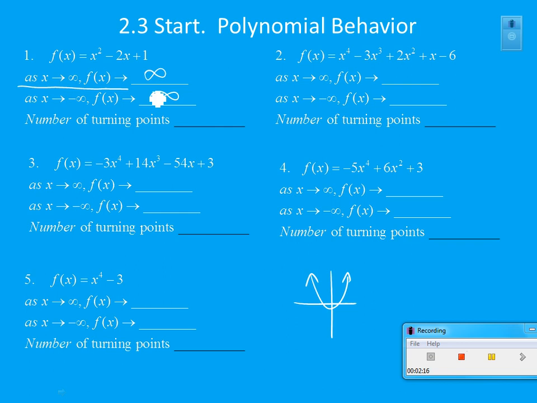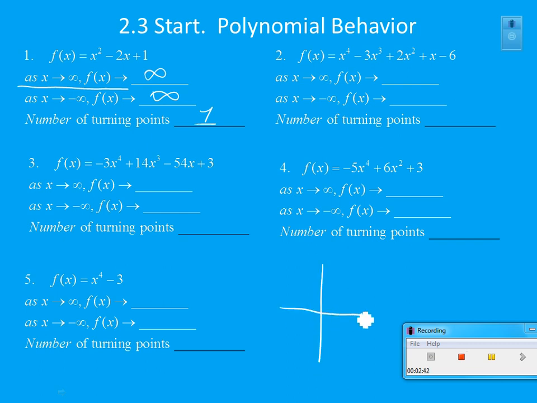Now, instead of graphing it to determine the exact number of turning points, we're going to talk about the most turning points it might have, or the least amount of turning points it could have. Since this is a squared function, it's going to have at most one turning point, not at least, at most one turning point. If you would, go over and look at number 2.